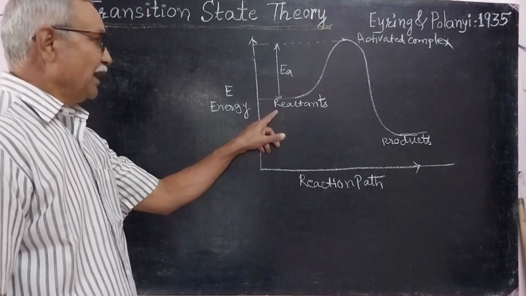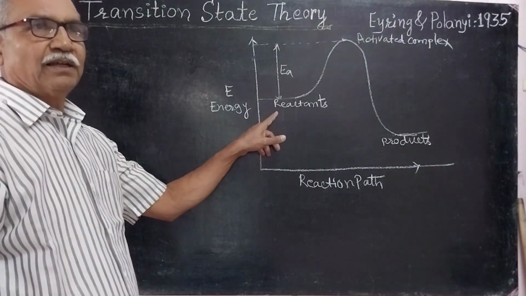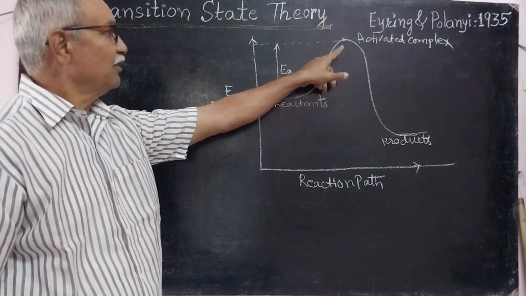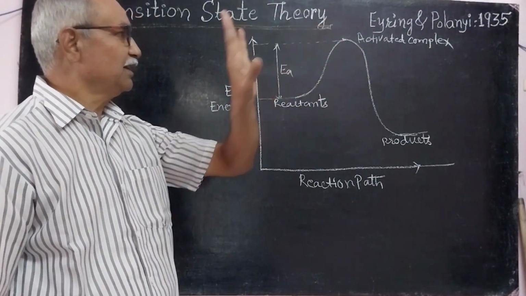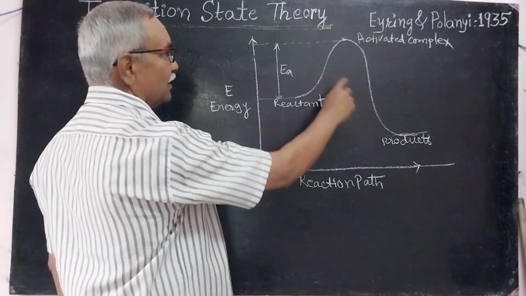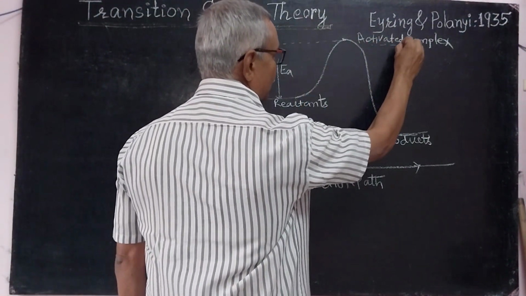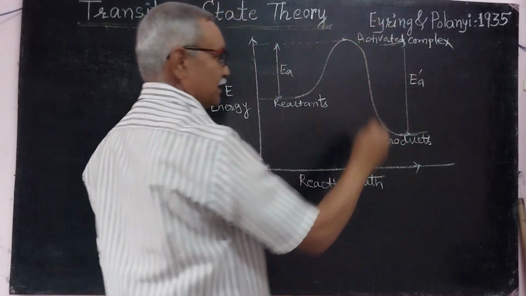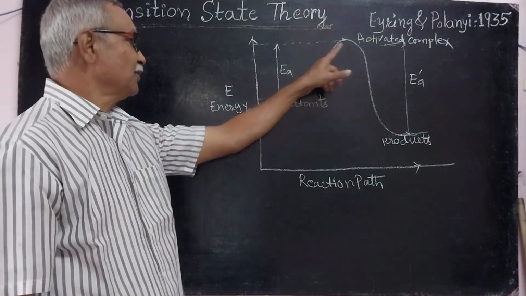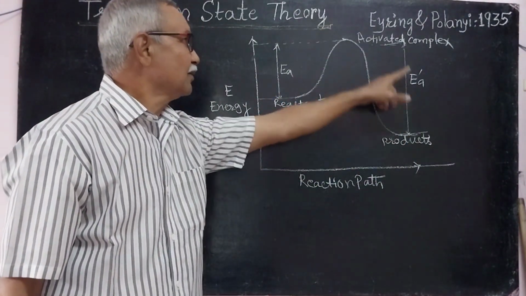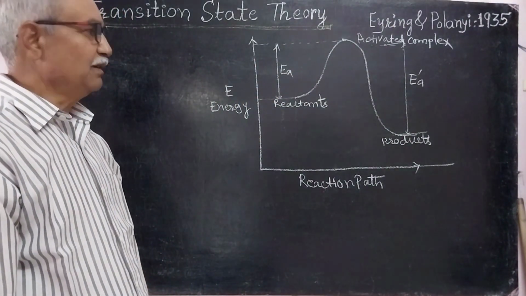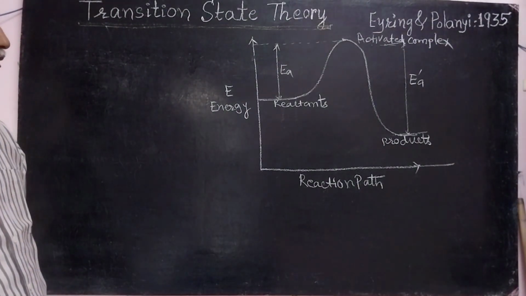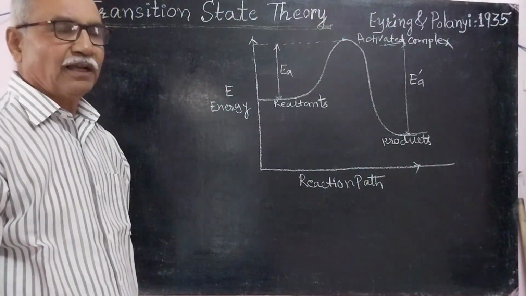Means reacting molecules come closer to each other and undergo a number of changes accompanied with energy changes, and they acquire the excess energy and form the activated complex. The activated complex may give the product. Suppose this is the energy of activation of the reverse reaction. If the products are to be transformed into the reactants, they have to cross the same energy barrier again.